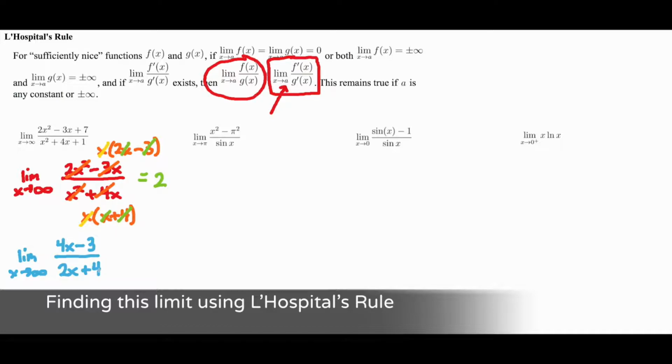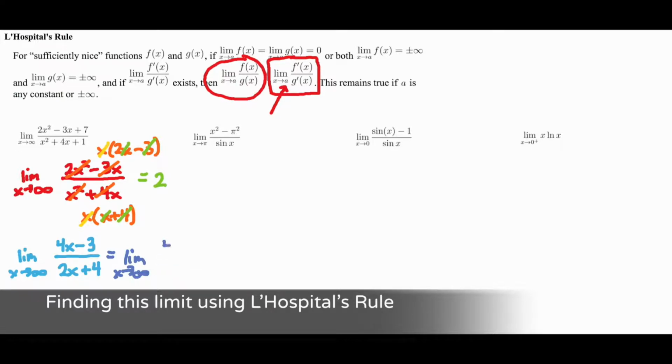Okay. Now from here, if you do direct substitution, you plug in infinity, you get 4 times infinity minus 3, so you still get infinity on top, and you still get infinity on the bottom because it's 2 times infinity plus 4. But again, with L'Hopital's, if you have infinity over infinity, you should be able to just take the derivative of the top and the bottom, and hopefully get an answer. So that's what we're going to do now.